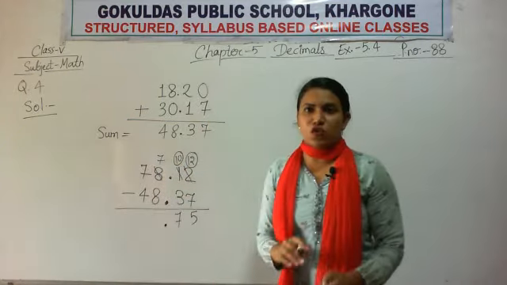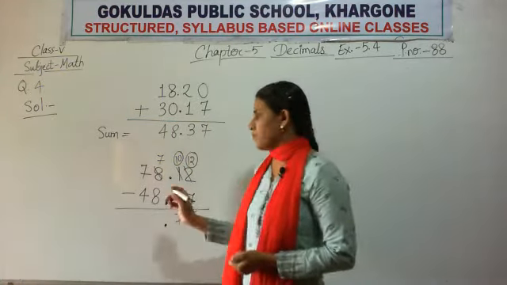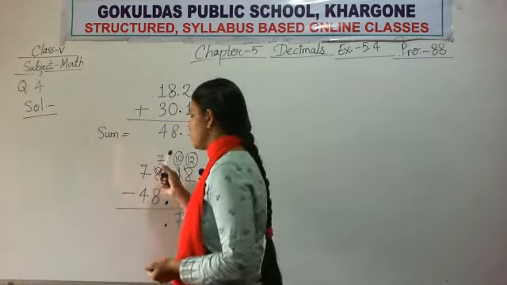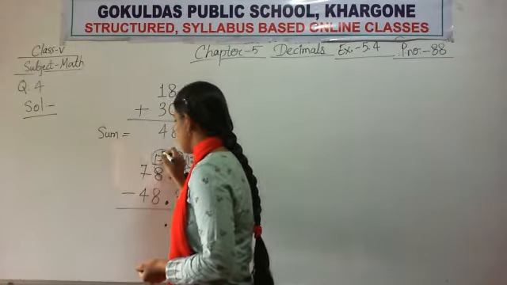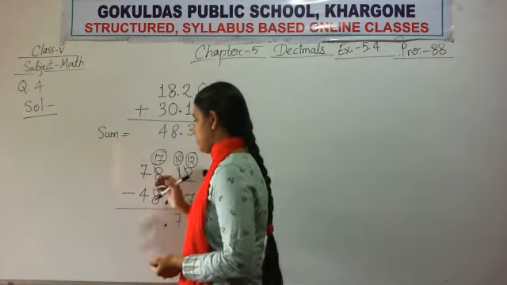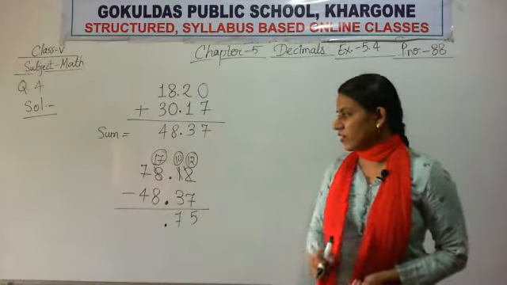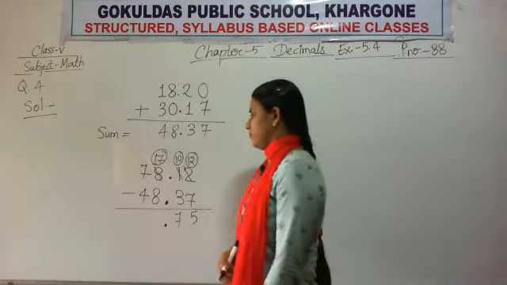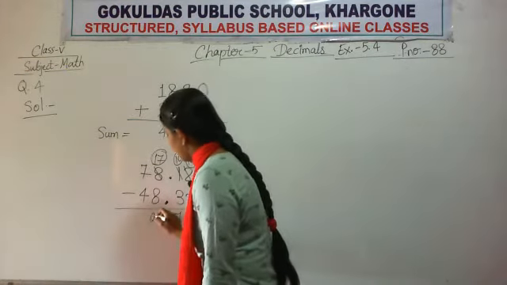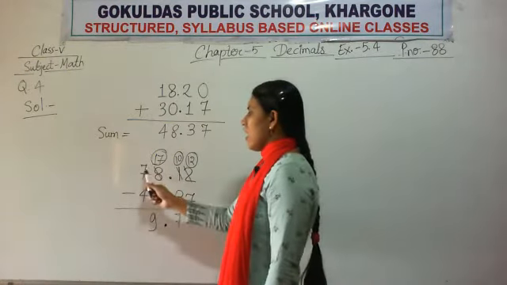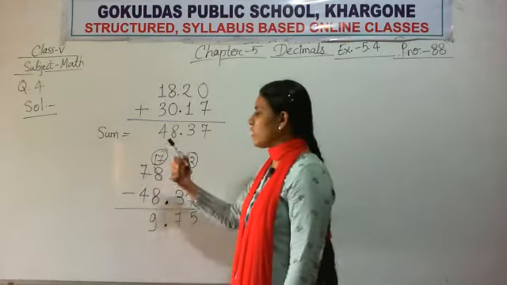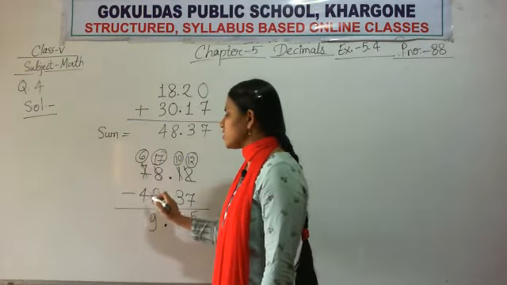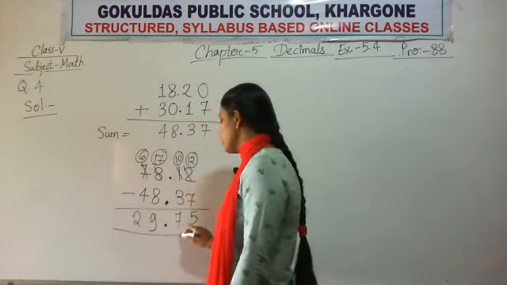7 minus 8, it is not possible. Why? Because we cannot subtract a larger number from a smaller one. Okay, so we need to take a borrow. It becomes 17. Now 17 minus 8, the result is 9, so write 9. Now as 7 has given one borrow to its neighbor, only 6 is left. Now 6 minus 4 is 2.